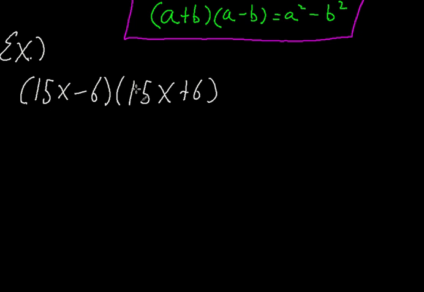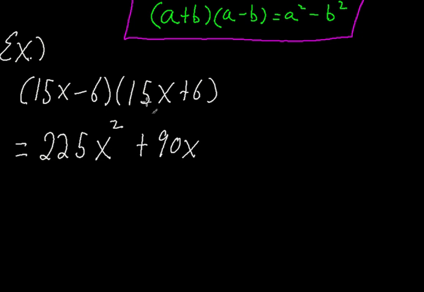So we have 15 times 15. Well, what's that? That's 225, and then x times x is x squared. Then we have 15x times 6. Well, that'd be 60 plus 30, so that's 90x. Negative 6 times 15x, so that'd be negative 60 plus 30. That's negative 90x. And then negative 6 times 6 would be negative 36.